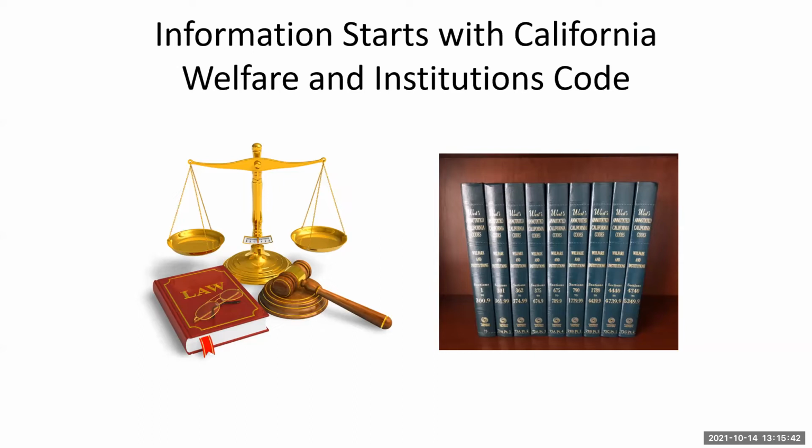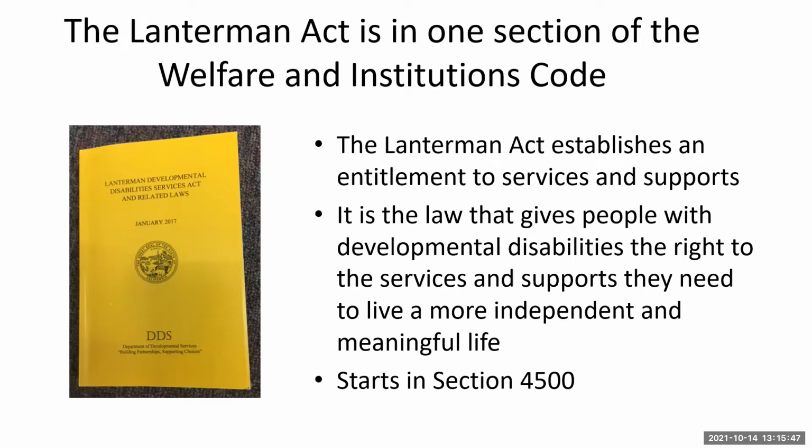DDS also produces a book every 2 years that can be put in print. This is a copy from several years ago, I think it's January 2019. But with the internet, it's so easy to go online and pull down sections of the Lanterman Act. The Lanterman Act establishes an entitlement to services and supports, and it's one of the sections in the Welfare and Institutions Code that gives people with developmental disabilities the right to services and supports so that they can live a more independent and meaningful life. It starts in section 4500 of the Welfare and Institutions Code.